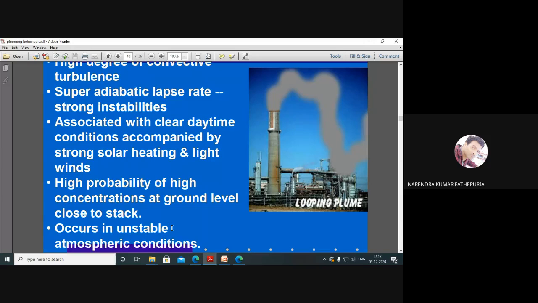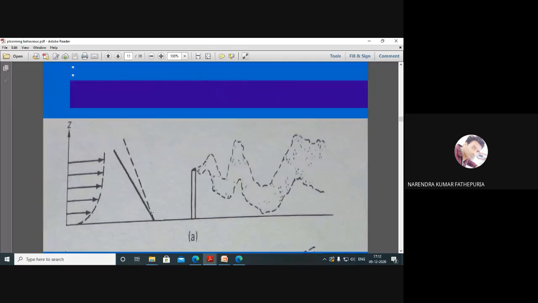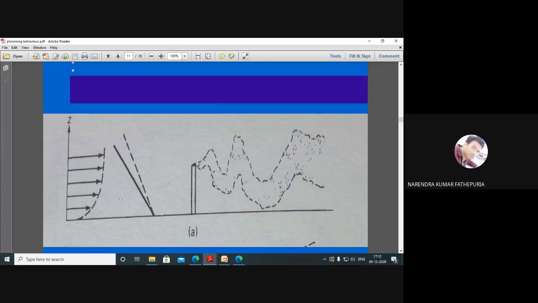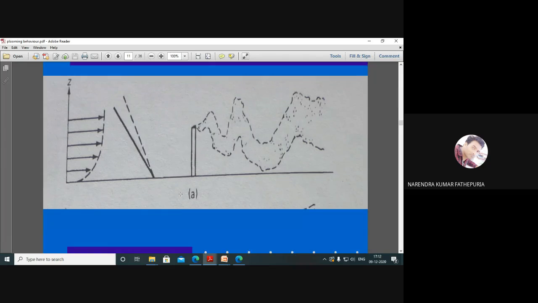ELR is greater than ADR. So you see we have compared both the things here. This is your ELR, environmental lapse rate. This is your adiabatic lapse rate. Both are shown here, and in this condition the ELR is greater than your ADR. ELR is the environmental lapse rate. So ELR is greater than this, so these are the unstable conditions. The behavior will be like this, and this is the plume formation. It's a highly unstable condition.